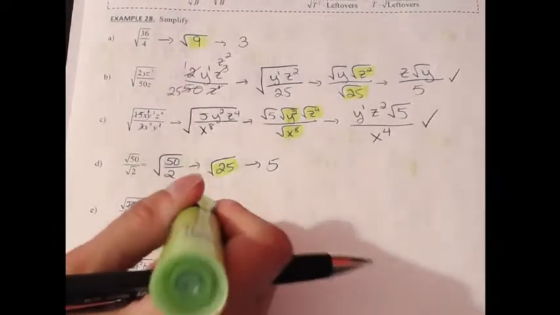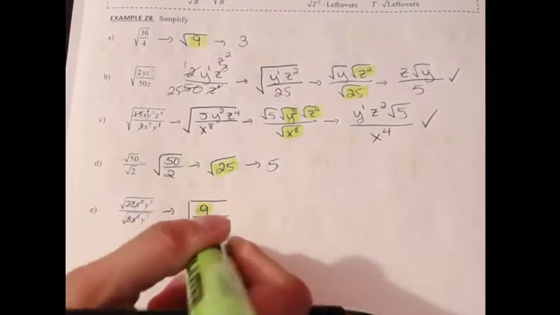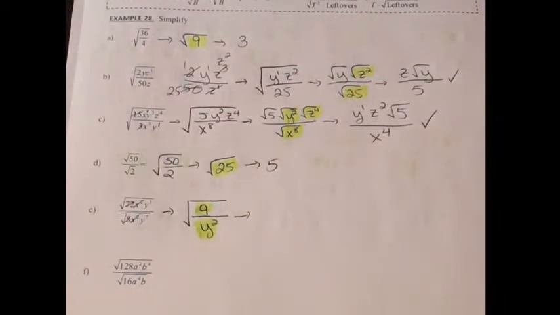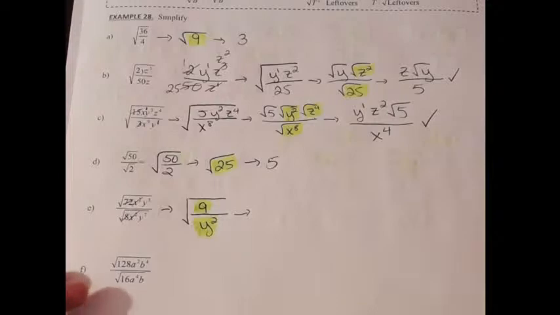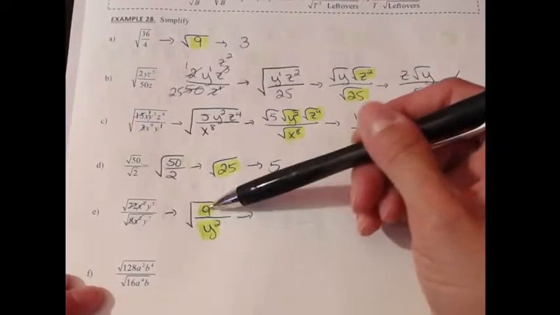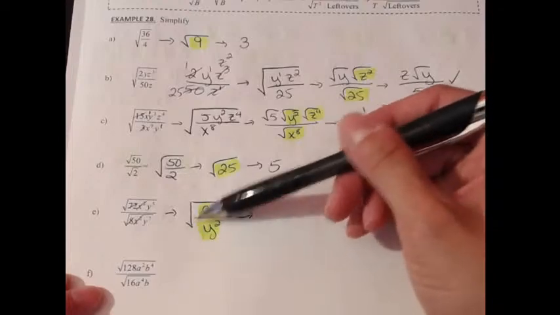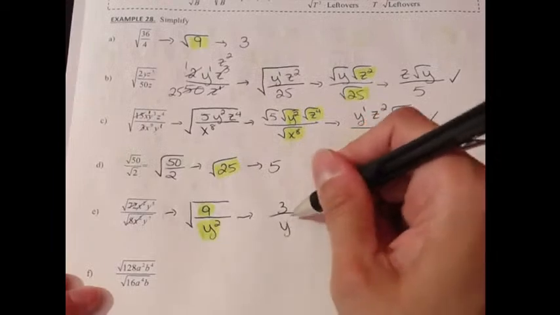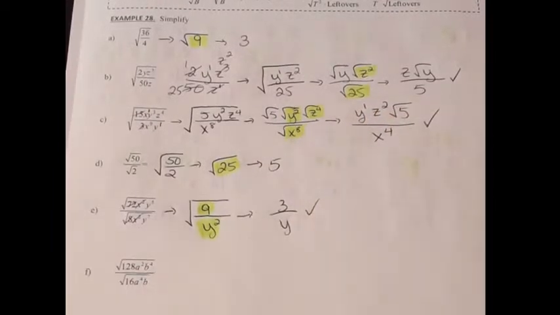Notice each of these are perfect squares. So this time, instead of rewriting it, because remember, we're becoming more skillful, we're becoming more proficient at this, we know that I'm going to take the square root of each of these terms of the fraction. Square root of 9 is 3. Square root of y squared is y, or y to the first. And you're done.